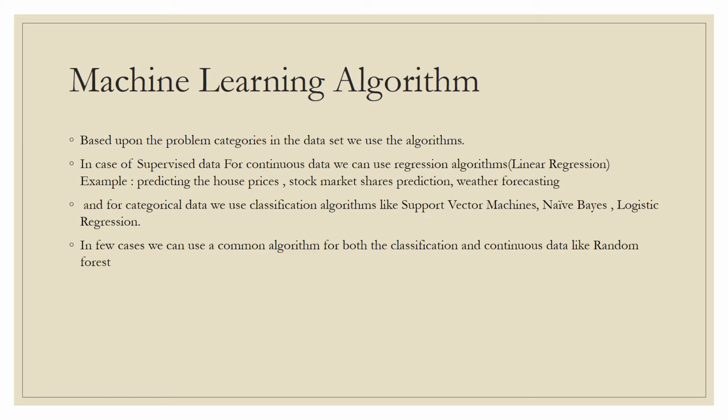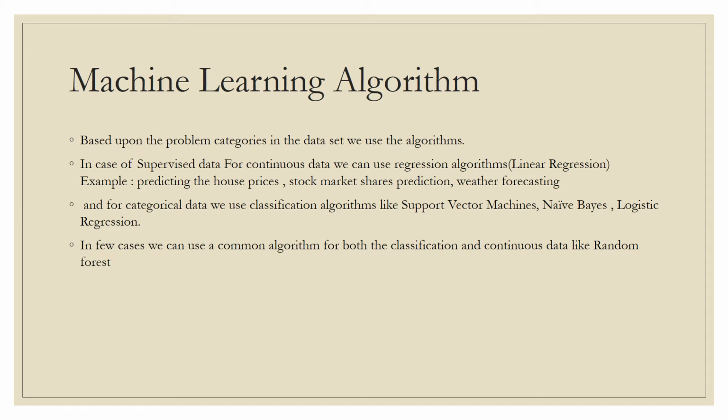Now for continuous data wherein we do not have the classification or we cannot categorize them, the data is in continuous form. For example, when you predict the house prices, stock market, share predictions, weather forecasting, which algorithm do we use for such data? We use linear regression here. Now, random forest is one of the most popular machine learning algorithms which is being used for both the data. It can be used for categorical data as well and continuous data also.